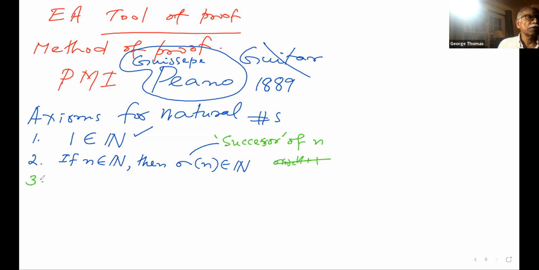What sigma n is, is described by the axioms that follow. For n and m contained in N, if sigma n equals sigma m, then n equals m.